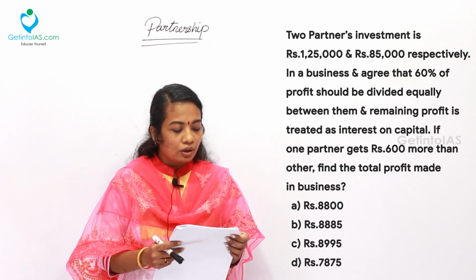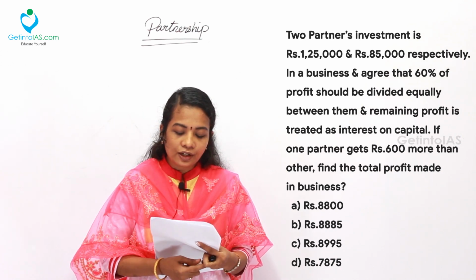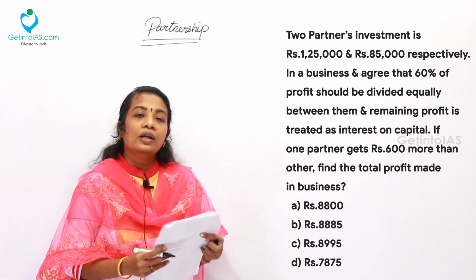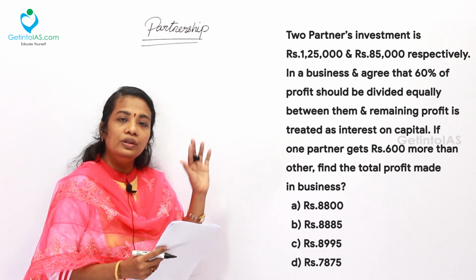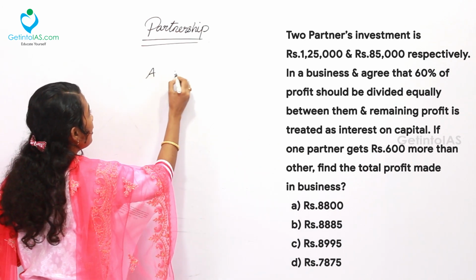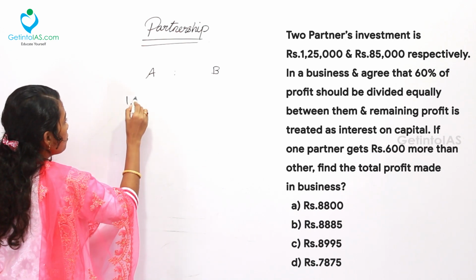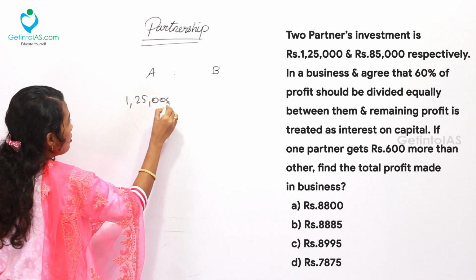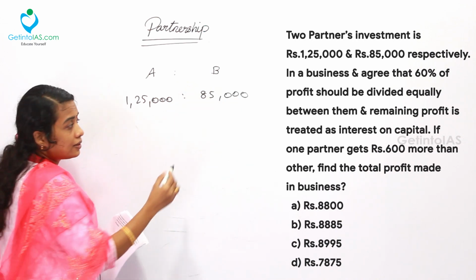That's all. So here, starting from the point, two partners' investments are 1,25,000 and 85,000. Here you can take the profit ratio or investment ratio with these two values. So let me take partner A and partner B. The first partner's investment amount is 1,25,000. The other one is 85,000. So you can cancel it.